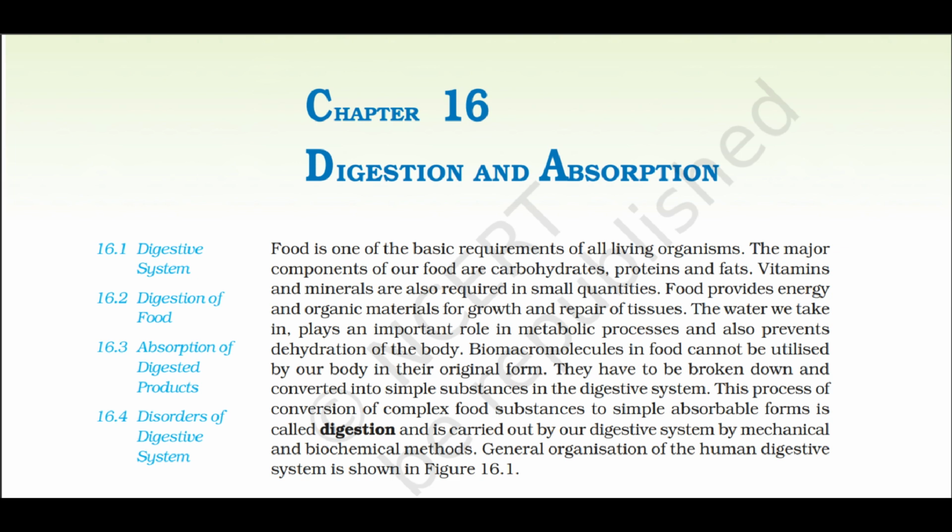Biomacromolecules in food cannot be utilized by our body in their original form. They have to be broken down and converted into simple substances in the digestive system. This process of conversion of complex food substances to simple absorbable forms is called digestion and is carried out by our digestive system by mechanical and biochemical methods. General organization of the human digestive system is shown in Figure 16.1.